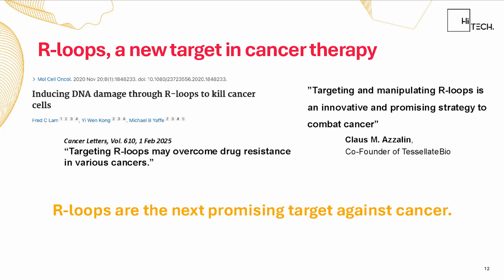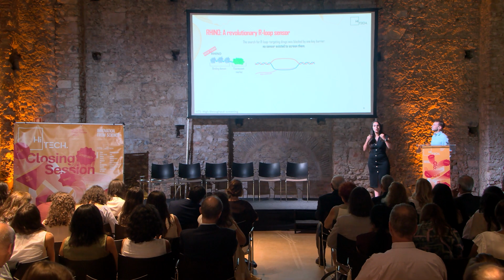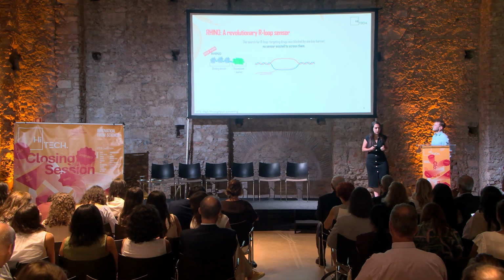And the role of R loops as the next target is being supported by multiple key opinion leaders. But until now, it was impossible to screen for drugs targeting these structures. And why is that? Because there was no sensor to screen for them until we came along.